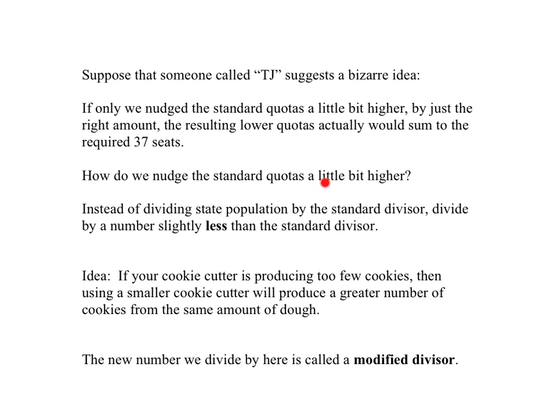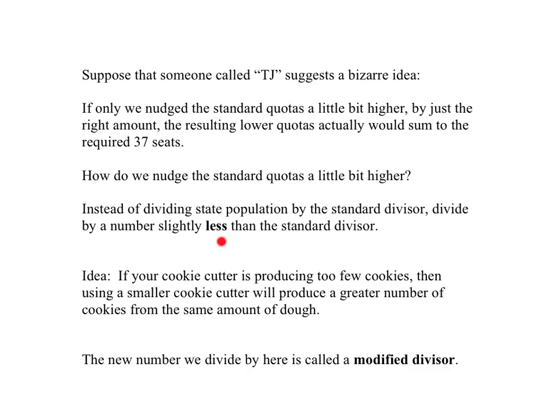How do we do this? What does it mean to nudge the standard quotas a little bit higher? Well, the idea is that instead of dividing state population by standard divisor, you divide state population by a number slightly less than the standard divisor.